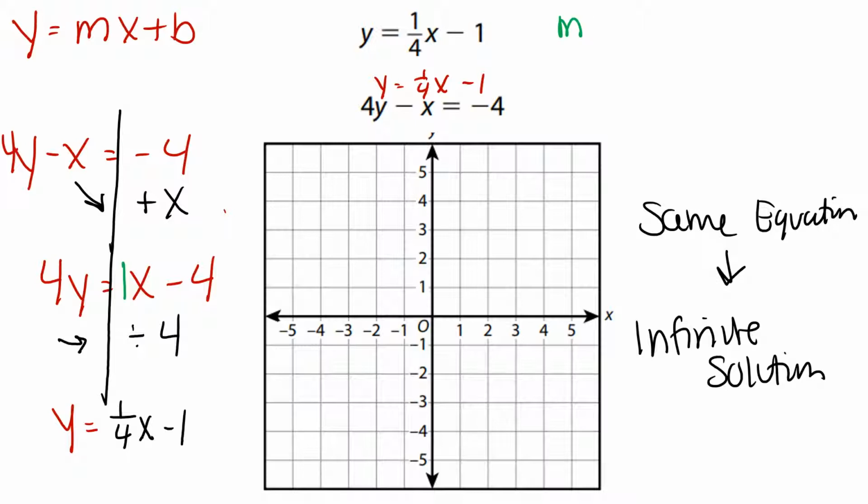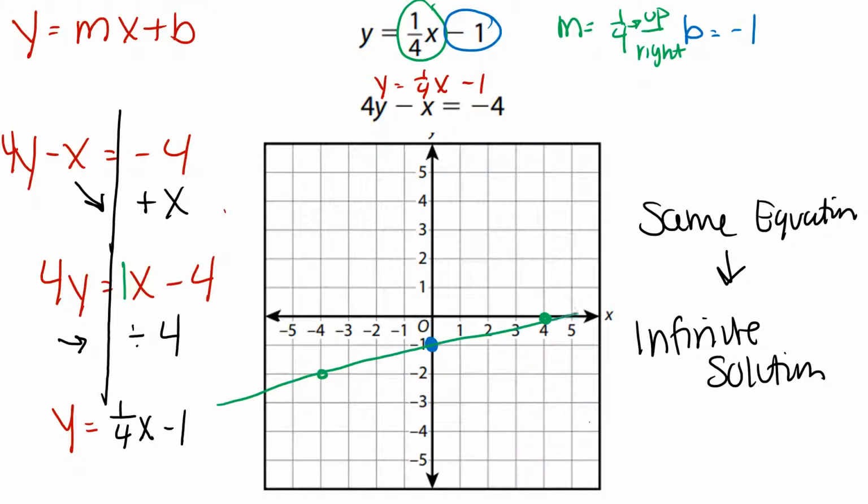So we start by identifying our slope, the m value, 1/4, and our b value, negative 1. We graph our b value, negative 1, on the y-axis because it's the y-intercept. We have a positive 1/4, so that tells me that we are going to go up 1 and to the right 4, all the way to the edge, and then connect our dots at the end.